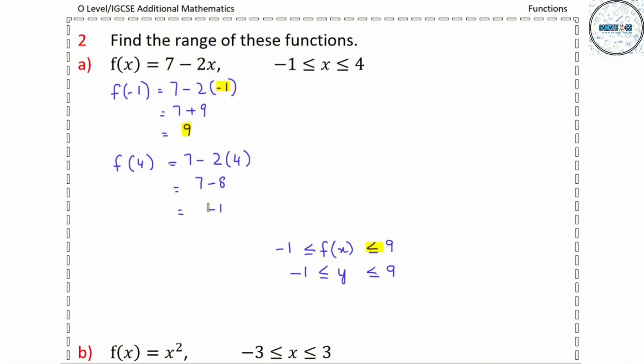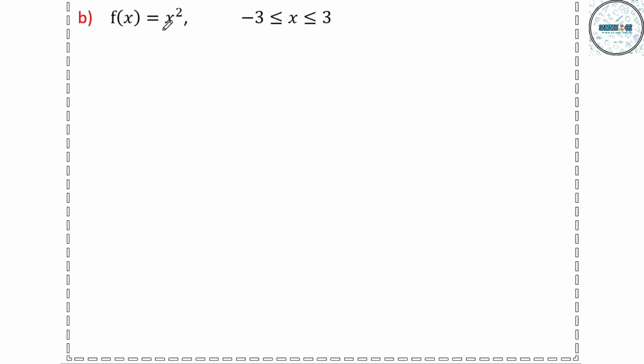In the same way, when -1 is output, the input value is 4, which is there in the domain. So -1 is also to be in the range. So make sure when you are writing this range, you check whether it is there in the domain or not. F of x is equal to x squared. We will be substituting -3 in place of x.